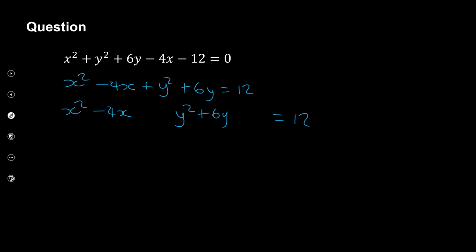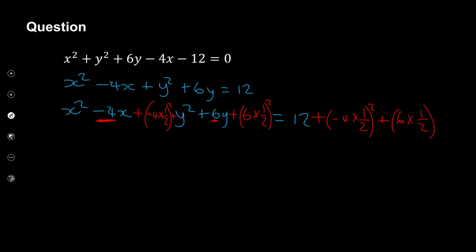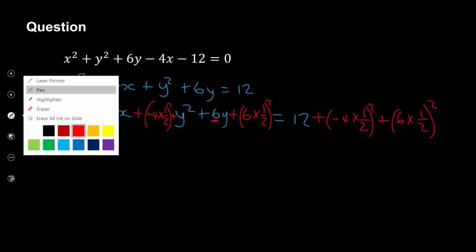so that you can see what I did in terms of changing this, right? So here it will be plus, now I'm completing the square, minus 4 times 1 over 2 all squared plus, right? And then what I did there, I will also do here. It will be plus, but now it will be the coefficient, this one, which is 6 times 1 over 2 all squared. And then you know, whatever you do on the left-hand side, you must also do on the right-hand side. So it will be plus minus 4 multiplied by 1 over 2 all squared plus 6 multiplied by 1 over 2 all squared. And then I can now simplify this, right?